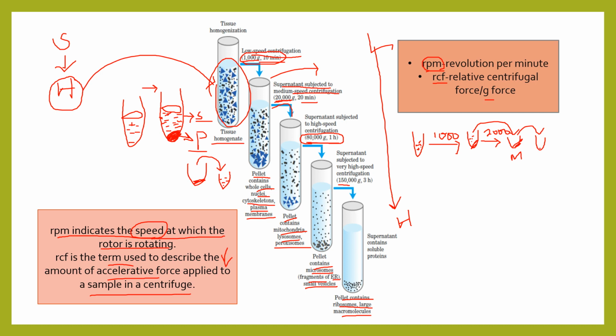Here is the pellet. Again we centrifuged it. What have we got? The pellet contains ribosomes and large macromolecules. Okay, finished. This is the summary of the centrifugation. Understood?